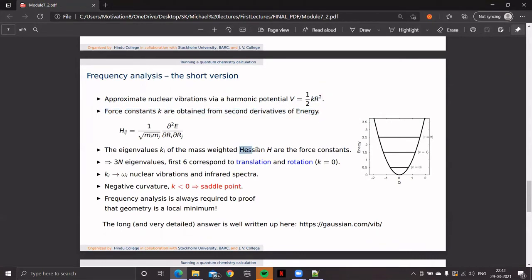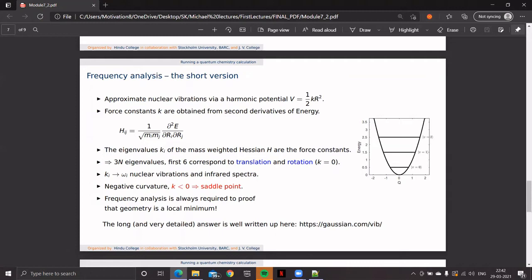The terminology they use is Hessian. So this Hessian is given by this particular expression, which is the double derivative of energy with respect to the coordinate. Once you have that force constant, you can calculate the frequency of the vibration. If there are a total of n atoms, there are 3n degrees of freedom. Out of that, 6 will correspond to translational and rotational degrees of freedom. So we'll have 3n minus 6 vibrational degrees of freedom, then 3n minus 6 vibrational frequencies.